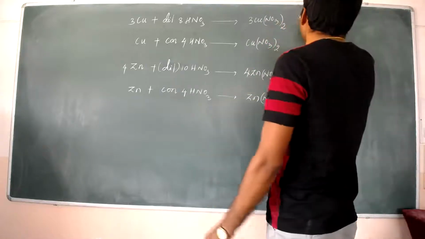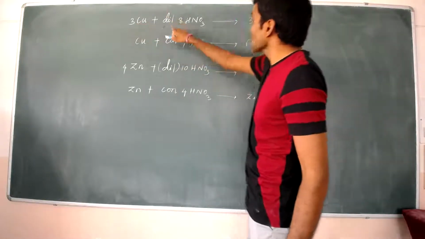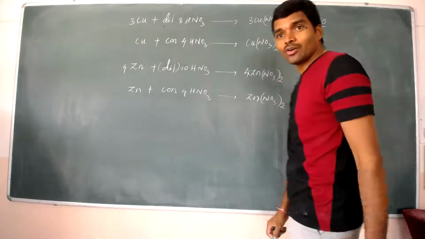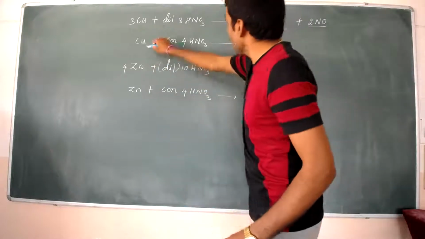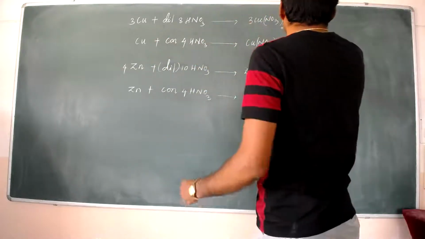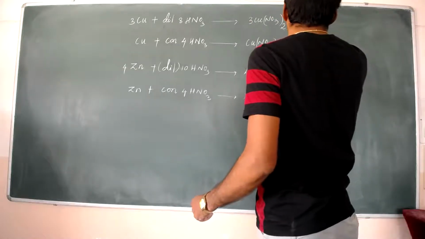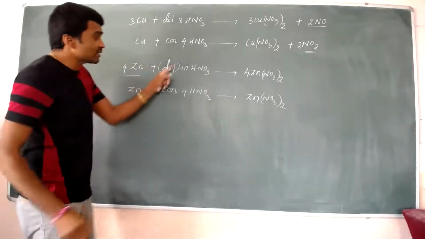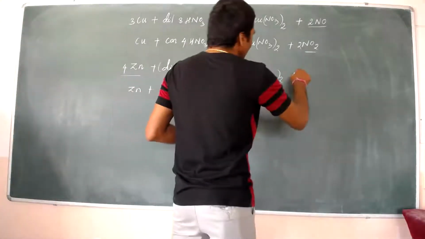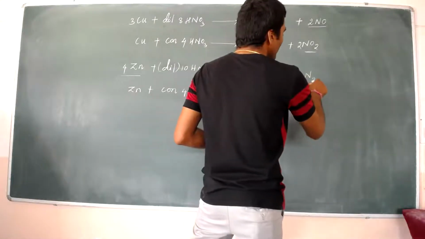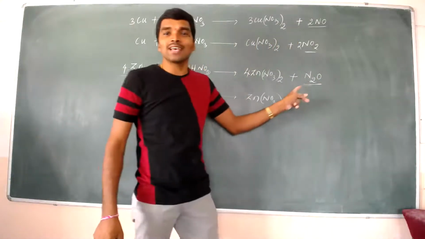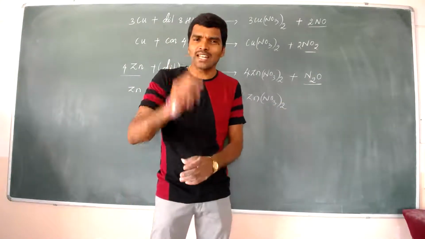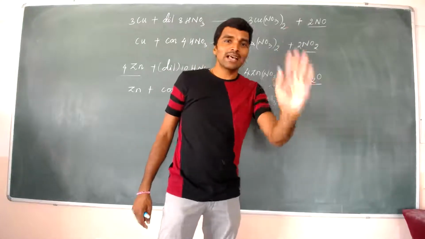The difference is that when copper reacts with diluted nitric acid, nitrogen monoxide, NO, will be formed. When copper reacts with concentrated acid, NO2 will be formed. That is the difference. Now zinc reacts with diluted nitric acid; along with zinc nitrate, what will be formed? N2O, laughing gas, will be formed. N2O, nitrous oxide.